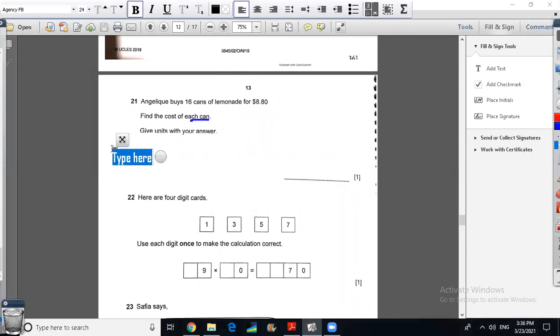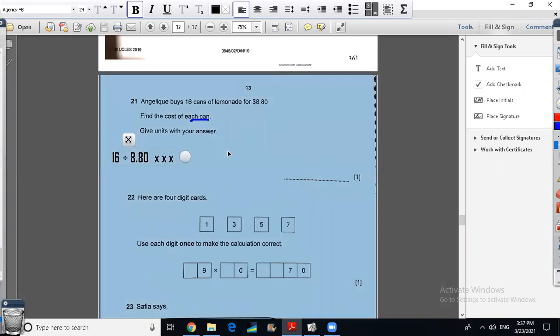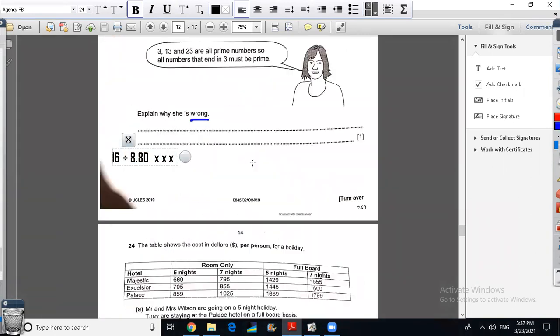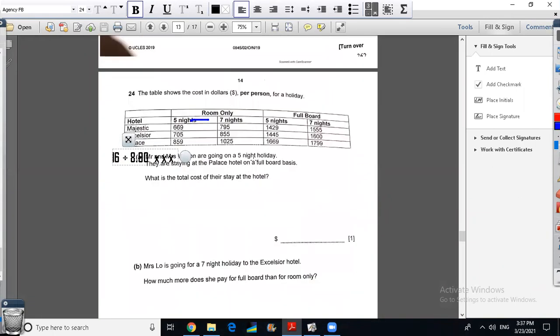Of course, this is paper 2, guys. You can use the calculator. If you did 16 divided by 8.80, this is going to be wrong. All right, so why, mister? It is actually the opposite. It is, where do we go? Where am I?